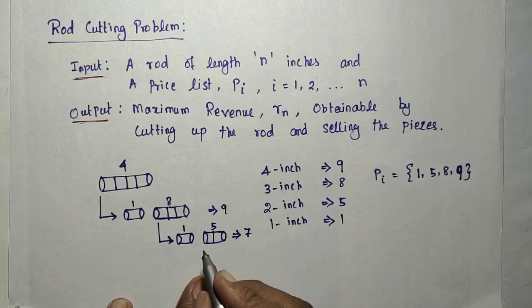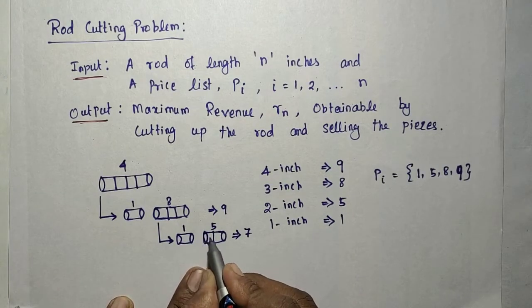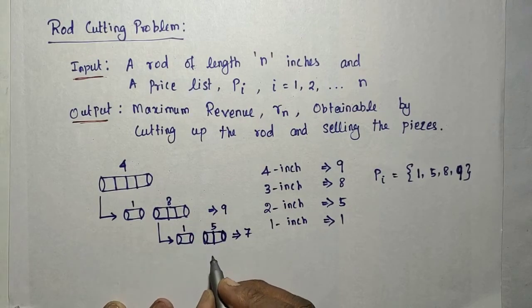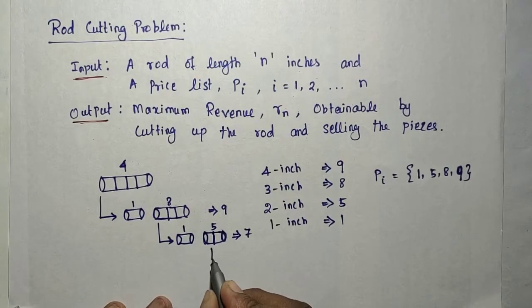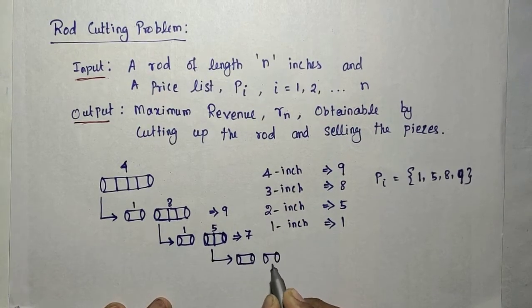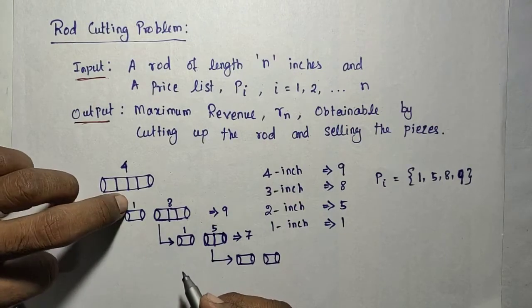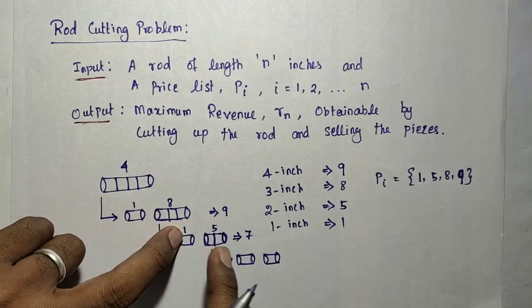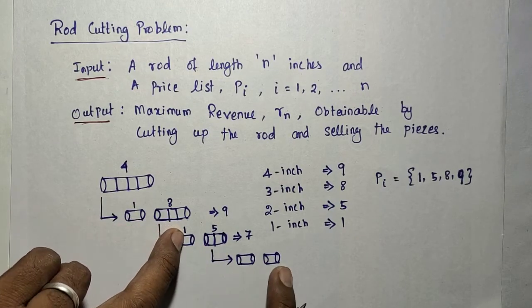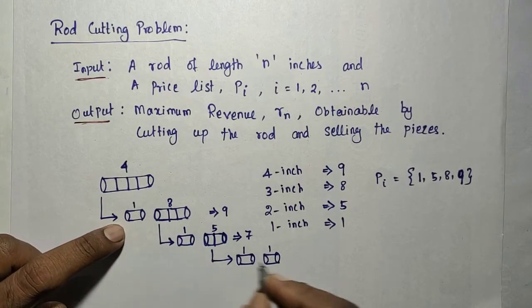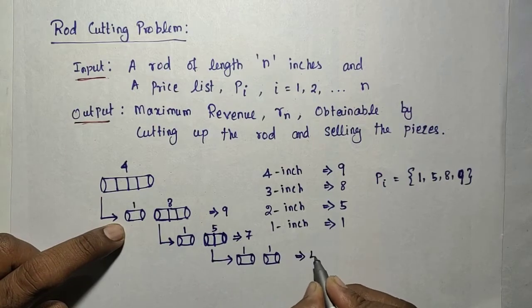Correct. So again this 2-inch rod, instead of selling the 2-inch rod as it is, we can split it again. This can be split into two 1-inch rods, like this. In that case here 1 rupee. Now the 3-inch rod is split like this. Again we are getting 1 rupee. Again this is split into two pieces. So 1 plus 1 plus 1 plus 1, that is 4 rupees we will get in this way.